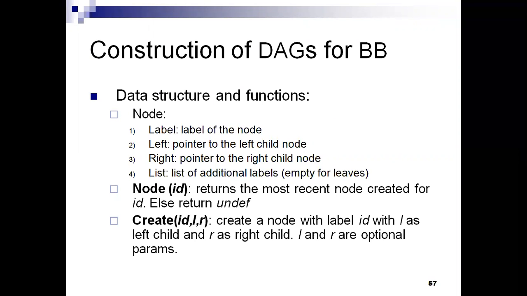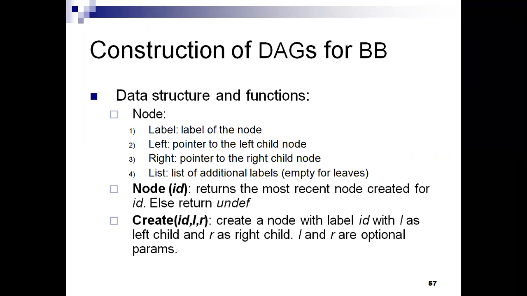The right is the pointer to the right child node. The list is a list of additional labels. It may sometimes be empty for the leaves. And by using this node of ID, we're creating the node of ID.